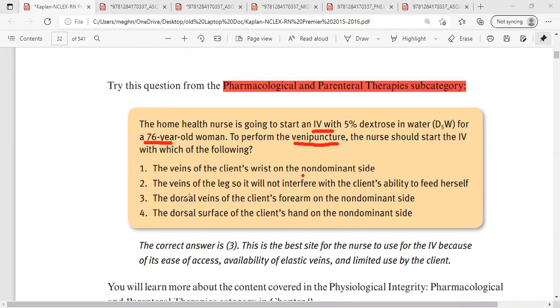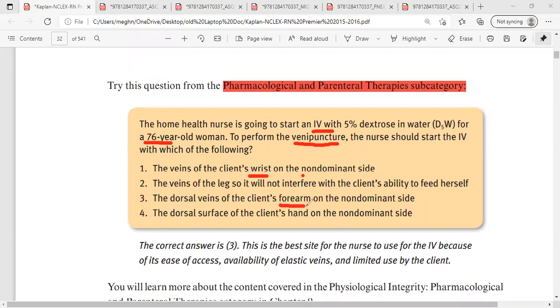So usually we follow the dorsal vein of the client's forearm on the non-dominant side. So why is number one not the answer? They say the vein of the client's wrist. Actually, we use the forearm, not the wrist. Why not the wrist? Because the wrist is used for the pulse. We check the pulse here.